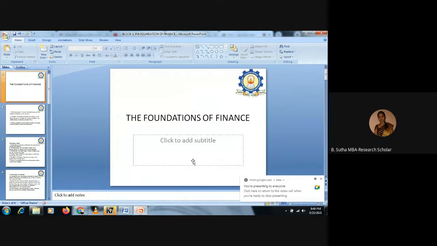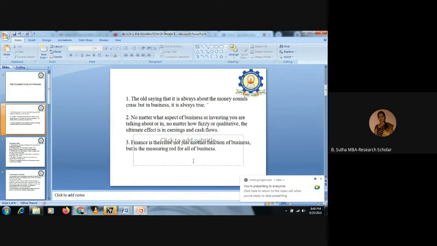This is the first session of the Foundations of Finance. To me, finance is at the heart of almost everything that you do in business. The old saying about money sounds crass, but in all aspects of business, you are talking about strategy, marketing, human relations, public relations. It's still always about the money.